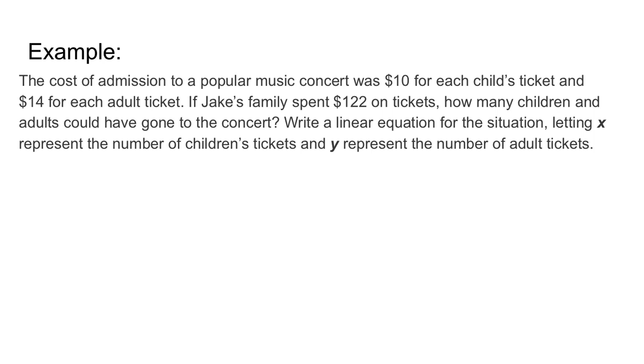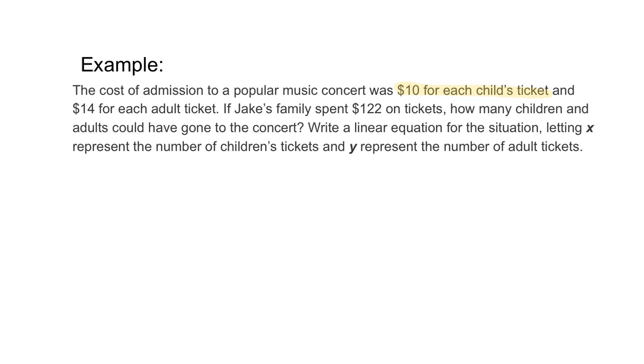All right, let's look at another one. The cost of admission to a popular music concert was $10 for each child ticket and $14 for each adult ticket. If Jake's family spent $122 on tickets, how many children and adults could have gone to the concert? Write an equation letting X represent children and Y represent adult tickets.